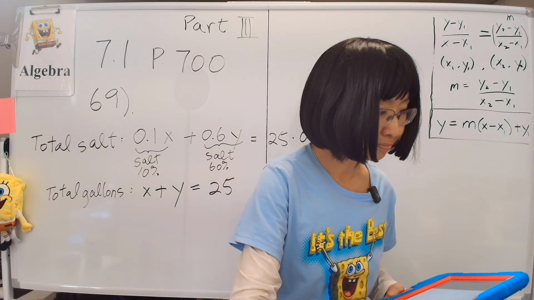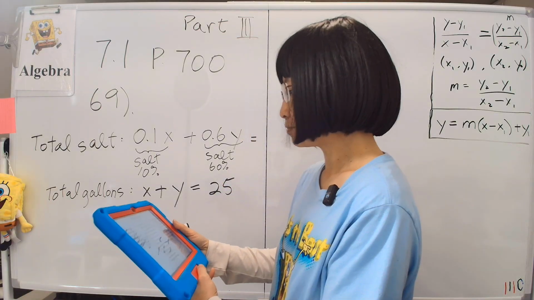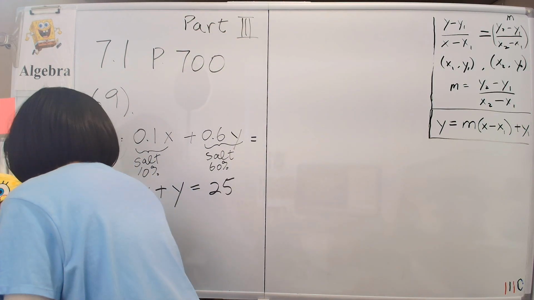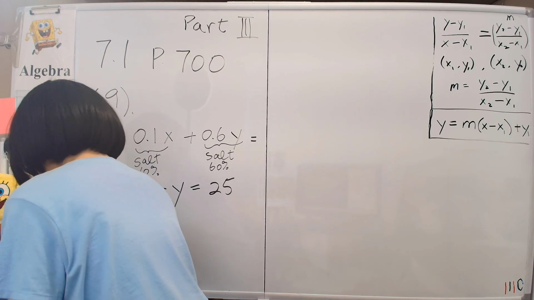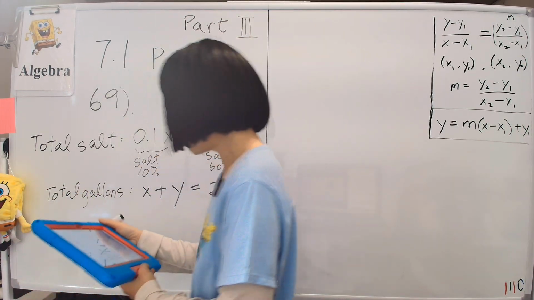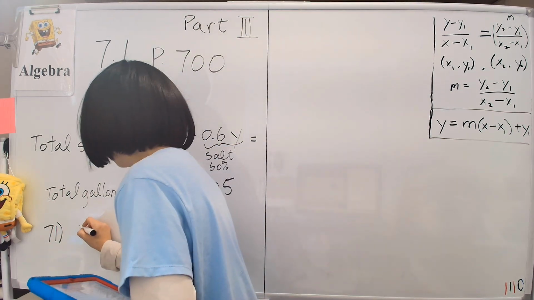So next, let's do problem 71. There's an investor who invested money in two ways. So the first, and for the total amount of money.